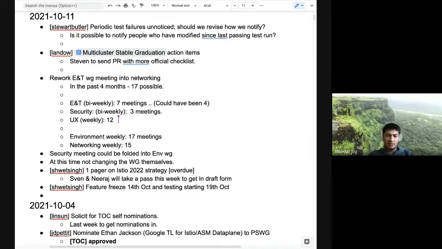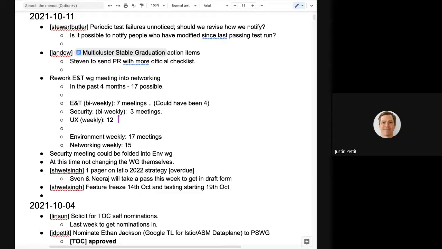Justin? Yeah, I don't have a particular concern about ENT and networking combining, but I would think security and environments don't really have anything related to each other, and you could end up driving attendance even lower for one of them, if they're meeting irregularly, unless there was a schedule that got changed. But if you just merge the meetings, I think it's just going to be a hodgepodge.